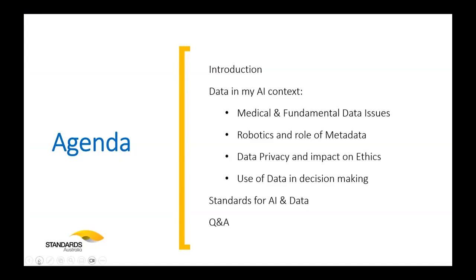So this is the next in the series of standards about AI, standards today about data. What we're going to do is look at data in an AI context from a medical perspective, from a robotics perspective, from a data privacy and impact on ethics perspective, and then use of data in decision making. And of course, we're going to talk a little bit about standards of data and AI, and then we have an opportunity for a Q&A with our panel.